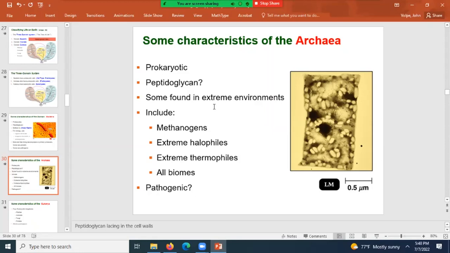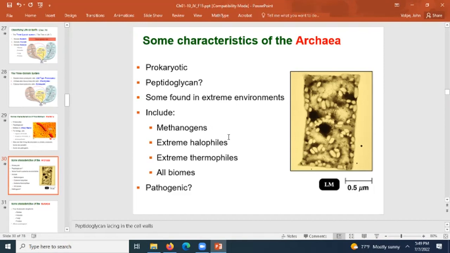The Archaea, some of them are found in the extreme environments, and that is where we initially found the Archaea. They include the methanogens, those bacteria that make methane. They include the extreme halophiles. Halophile means salt lover, and these are organisms that live in high salt concentration. There are extreme thermophiles, which are Archaea, and they live at very high temperatures.